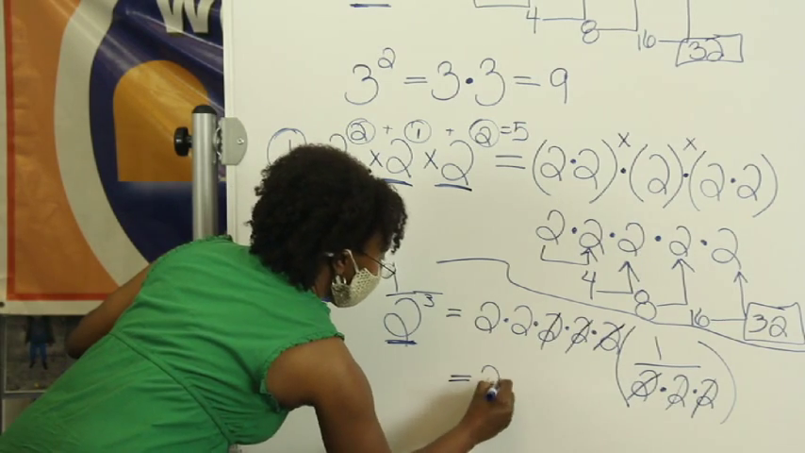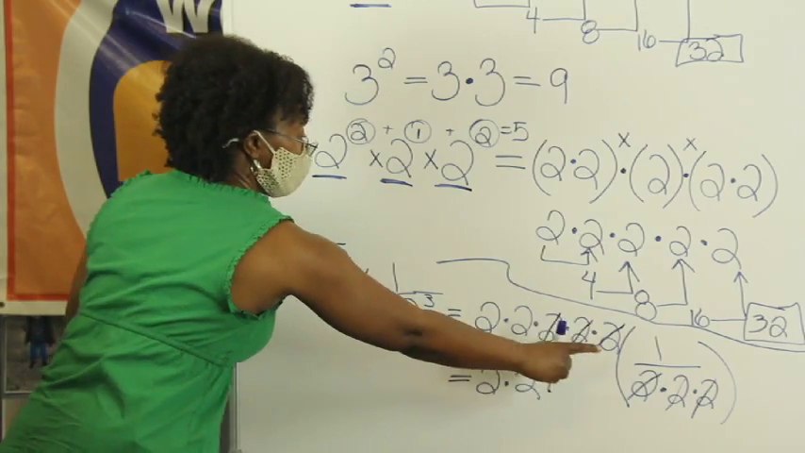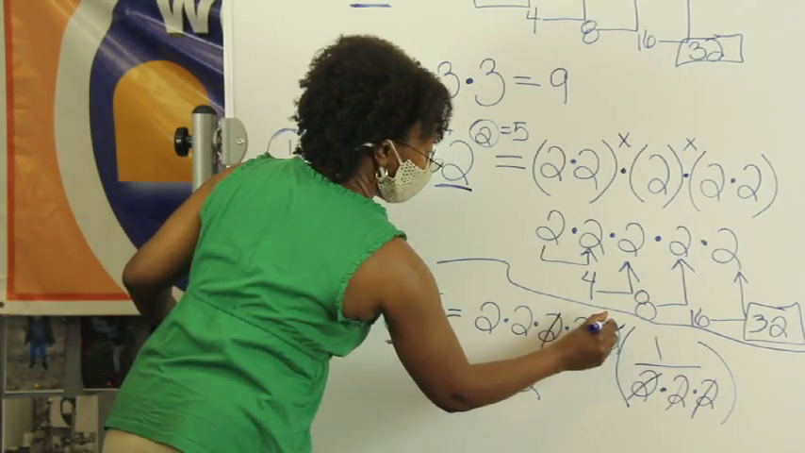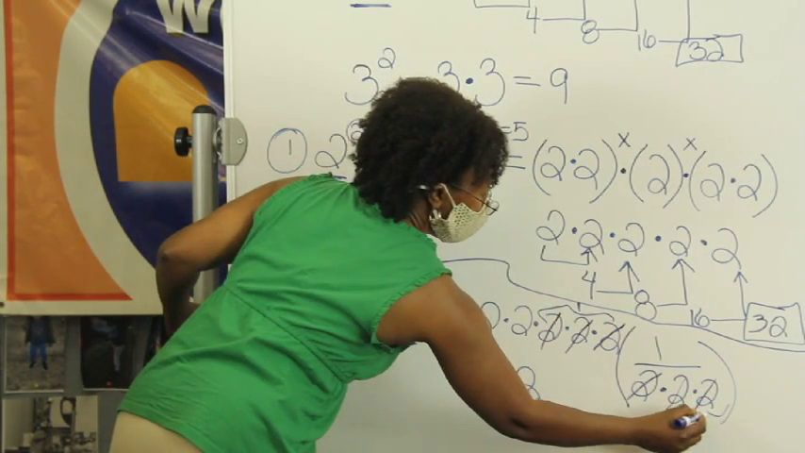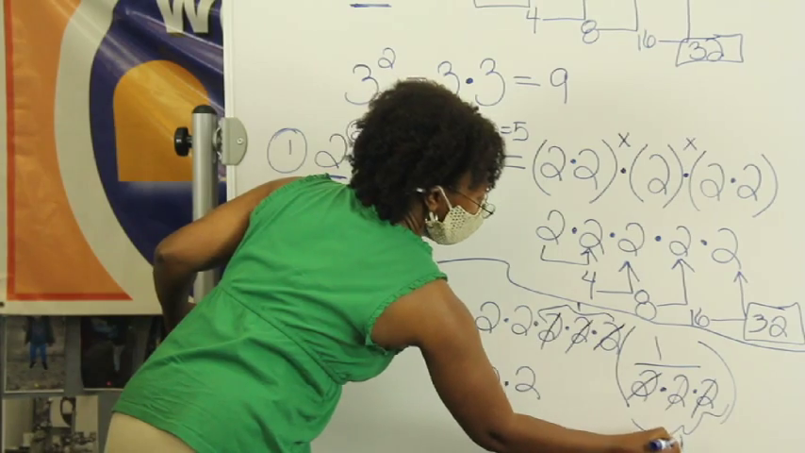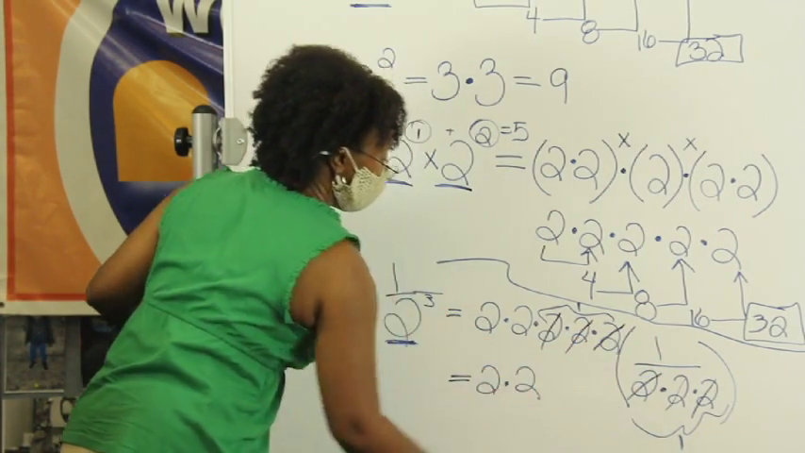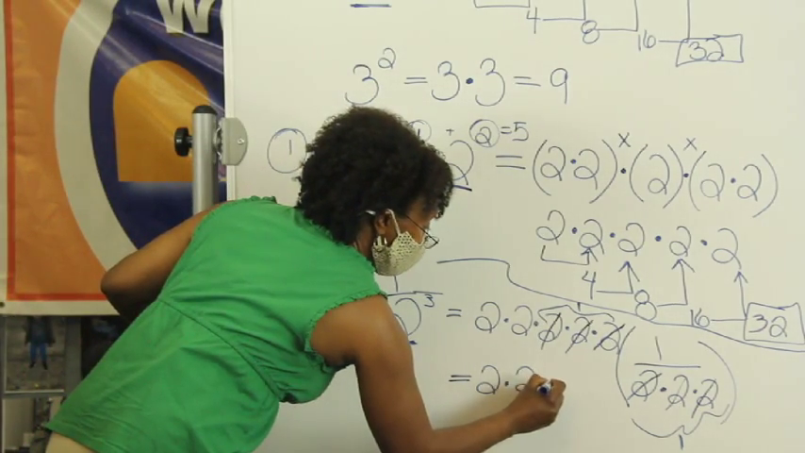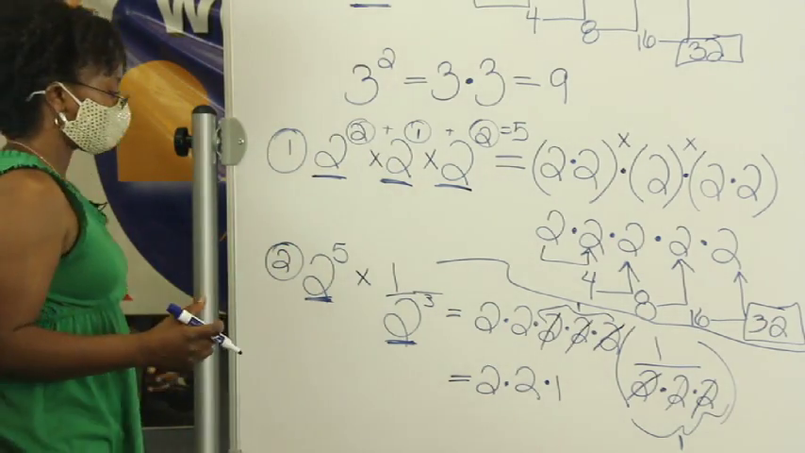So now what do we have? Now it's 2 times 2, and the only thing left is that 1, which, because all of these together act as a whole, and all of these act as a whole, it's just the number 1 over 1. It's a whole. You can put the 1 there if you want, but it won't make a huge difference.